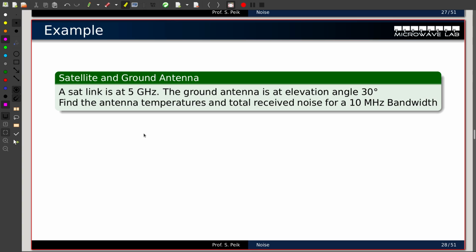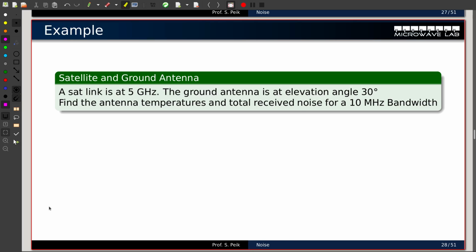Last example, and then we do a little break. We have a satellite link at 5 gigahertz, and the ground station antenna is at an elevation angle of 30 degrees. Find the antenna temperature and total received noise for a 10 megahertz bandwidth.